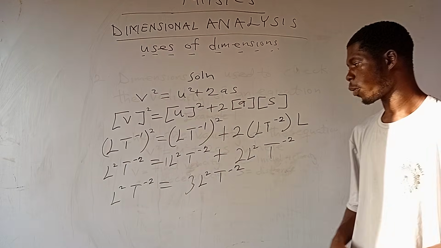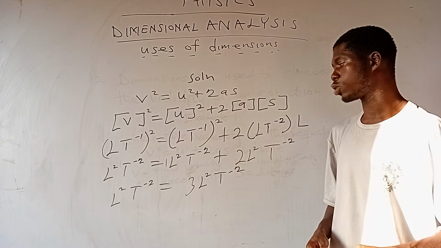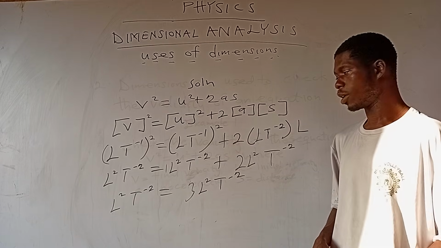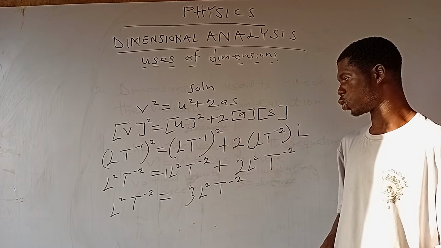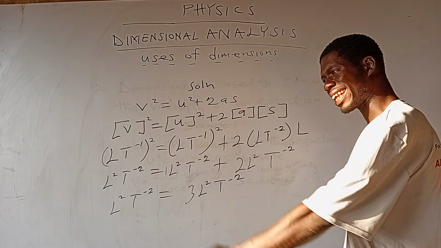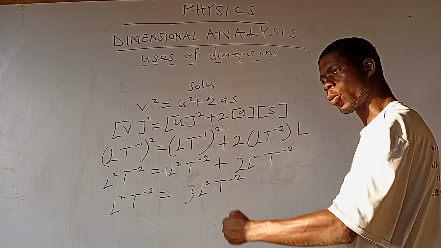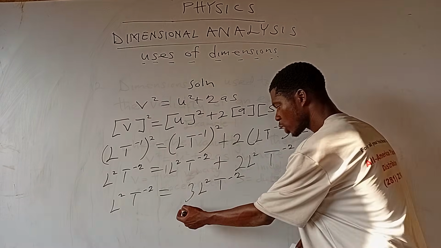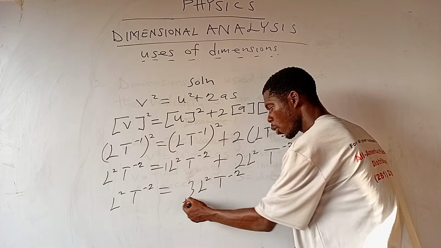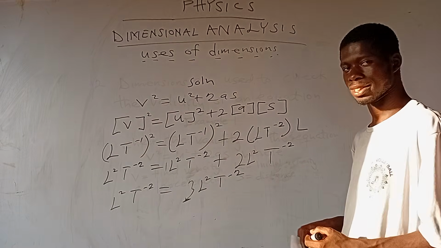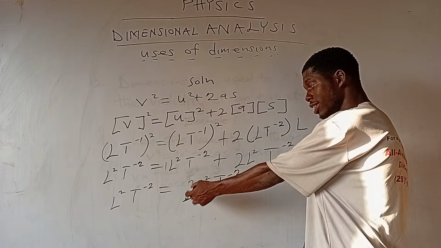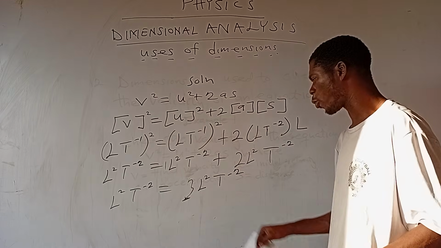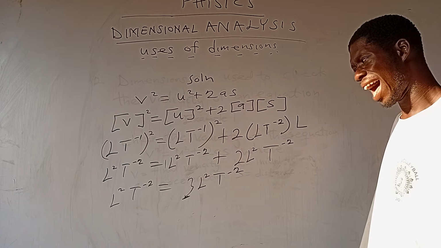So we have L to the power 2 T to the power -2 equal to 3 L to the power 2 T to the power -2. You can see that the equation at the left hand side is the same as the equation at the right hand side. We don't consider the constant; we consider the dimensions. So even if you have the same constant, you don't consider that one.